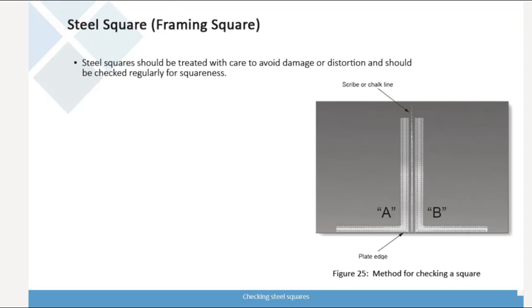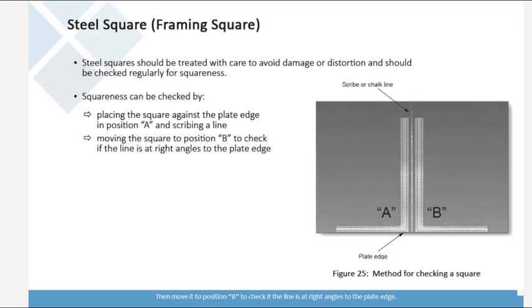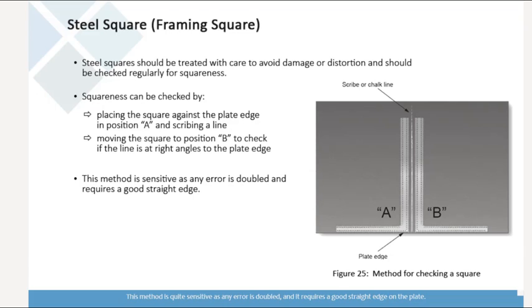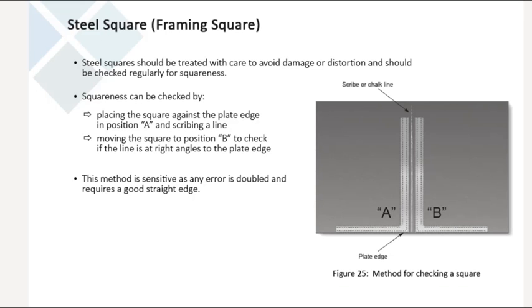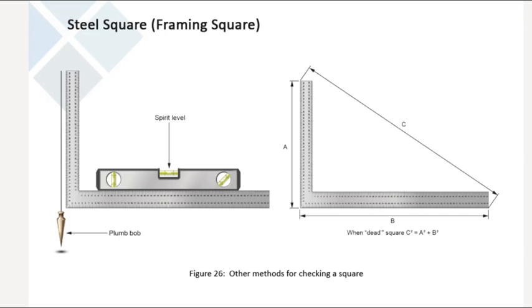Steel squares should be treated with care to avoid damage or distortion and should be checked regularly for squareness. A simple method of doing this is to place the square against the plate edge in position A, and scribe a line, then move it to position B to check if the line is at right angles to the plate edge. This method is quite sensitive as any error is doubled, and it requires a good straight edge on the plate. The figure illustrates other methods for checking squareness that do not require a reference edge.